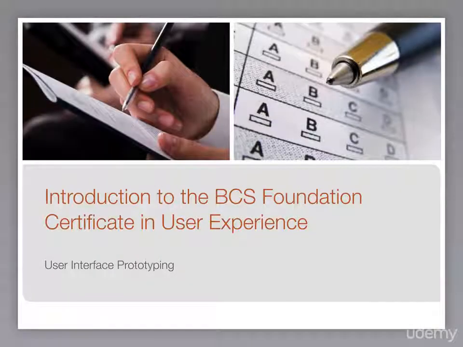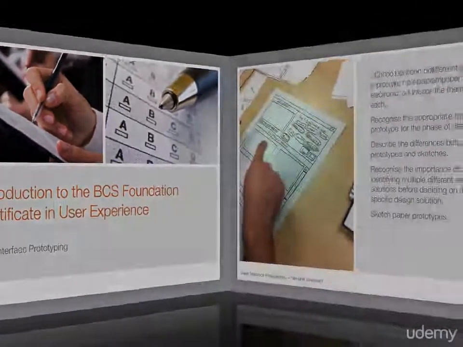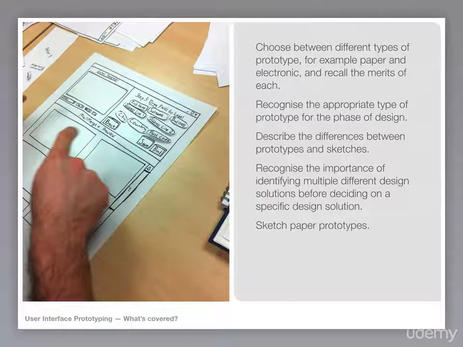So now let's turn to the user interface prototyping area of the syllabus in the BCS Foundation Certificate in User Experience. And user interface prototyping is absolutely critical. When you're putting your interfaces together, you need to make sure that you develop prototypes and put them in front of users. And part of that is being able to choose between different types of prototype, for example, paper and electronic.